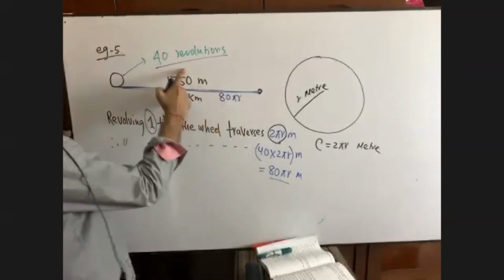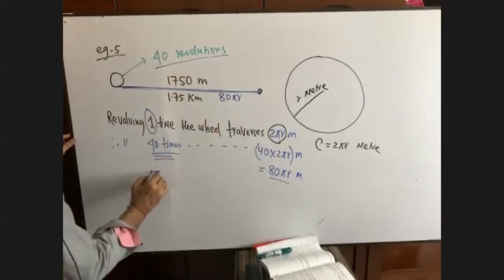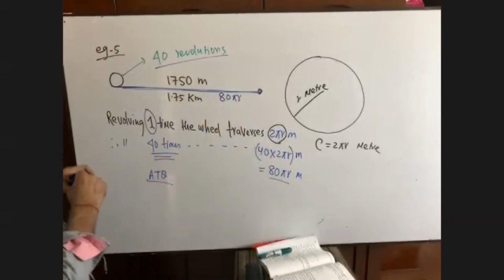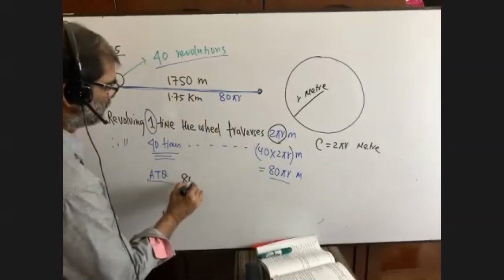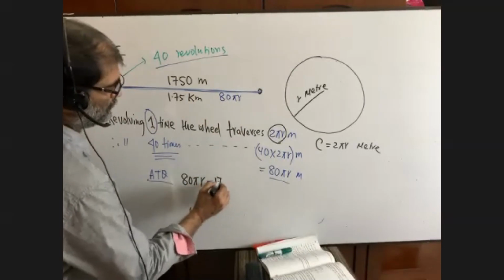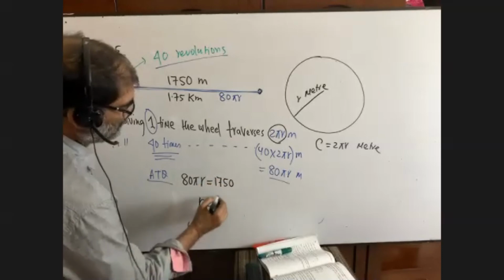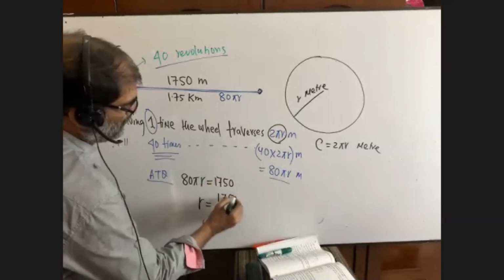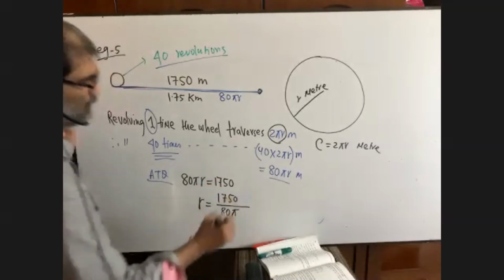But it is given that it is 1750. So according to the question, we can write down this 80 pi R is equal to 1750. From here, you have to find R, the radius of the wheel, by 80 pi. Can you please use a calculator to let me know?